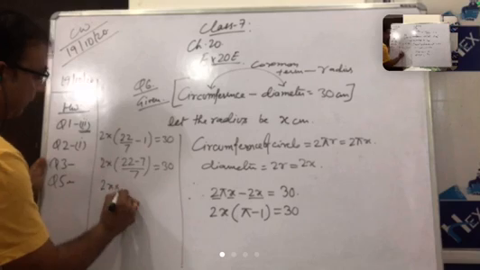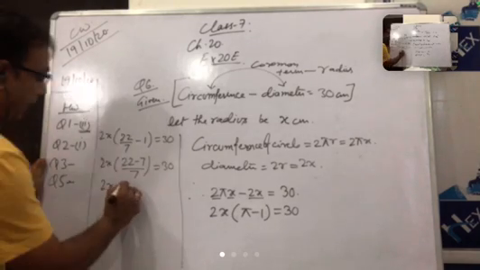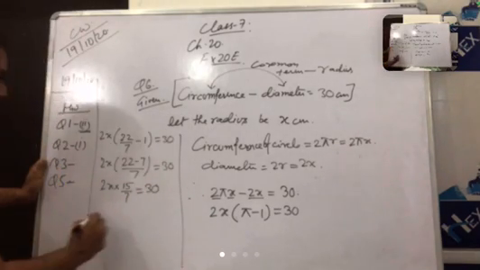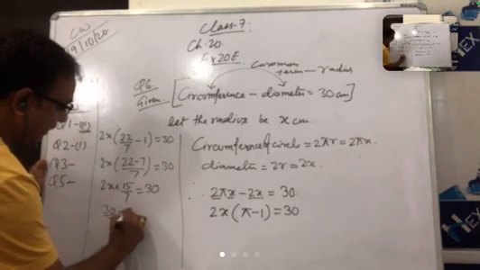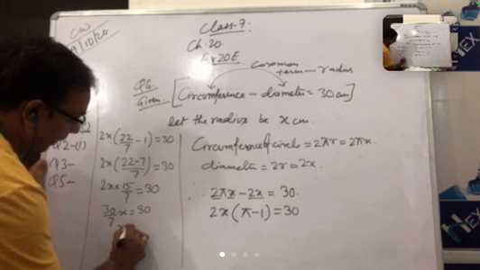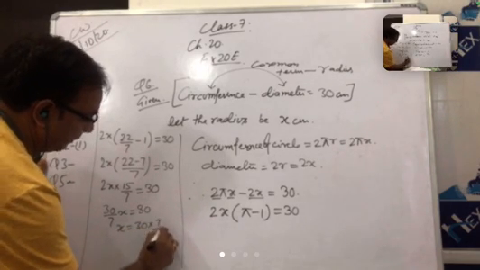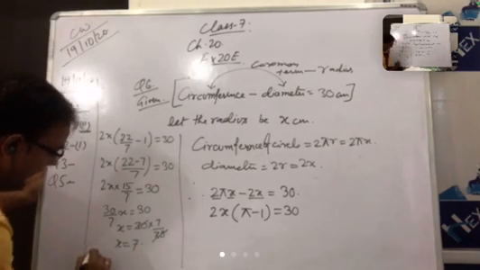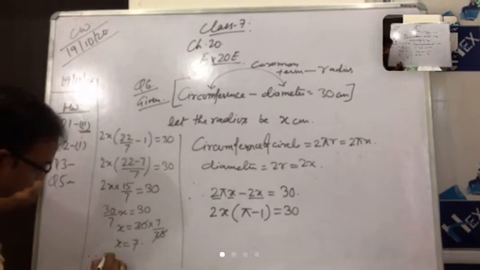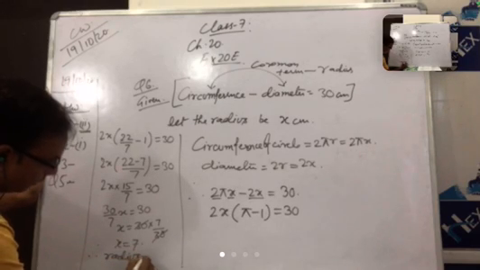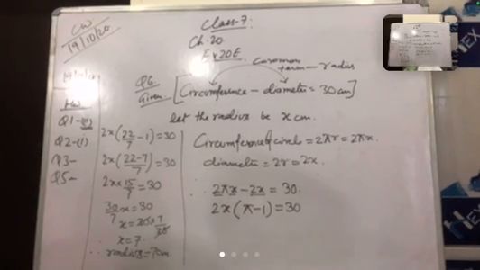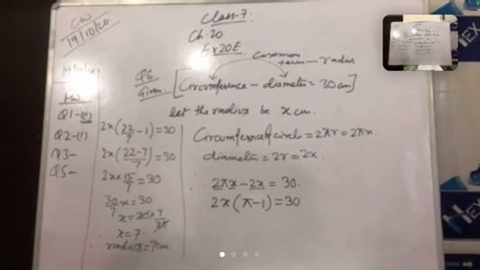Now 2x multiplied by 22 minus 7 is 15. 15 upon 7, which is equal to 30. So it will be 30 upon 7x is equal to 30. And now x is equal to 30 multiplied by 7 upon 30. 30 is cancelled, x is equal to 7. Therefore, radius is equal to 7 centimeter. Is that clear?